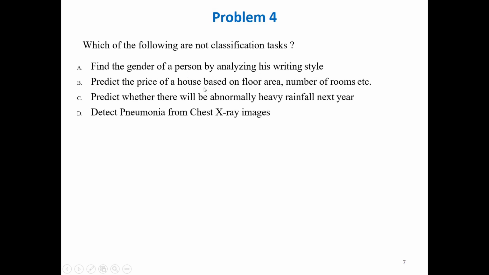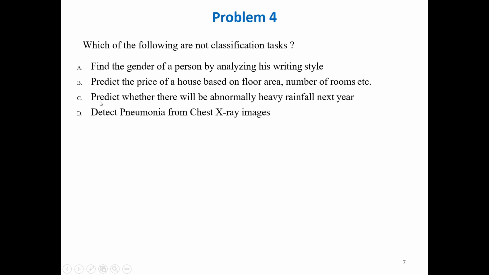Predicting the price of a house based on floor area. The price of a house can be any continuous value like 1 lakh, 2 lakh, 3 lakh, 10 lakh, 1 crore, any continuous value it can take. So that is not a problem wherein the output is categorical.